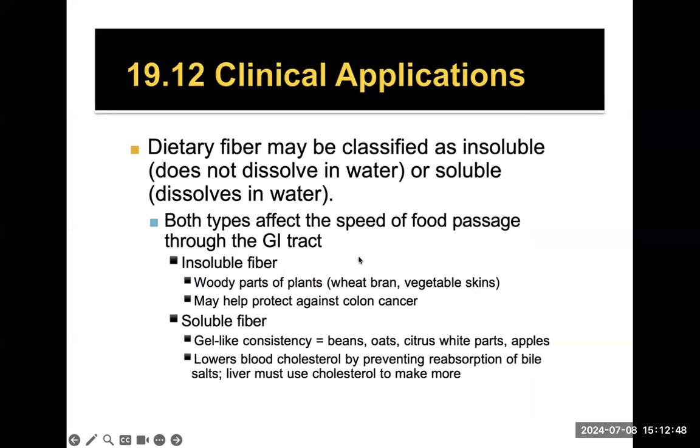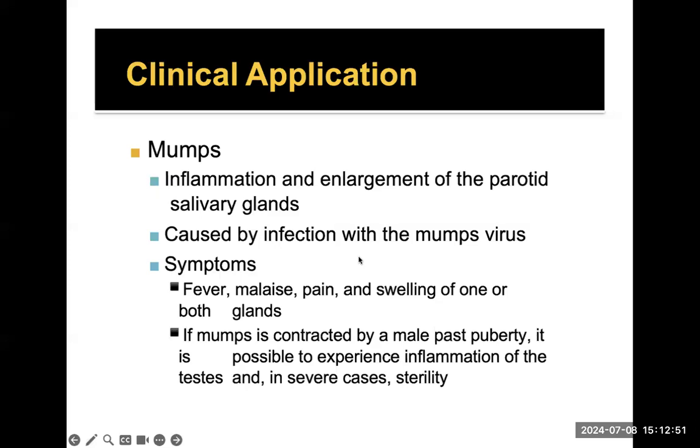Mumps are going to be inflammation and enlargement of the parotid glands, which could be caused by a virus. Symptoms here would be fever, pain, swelling, which would be irritable at best. If the mumps are contracted post-puberty, it is possible that they can experience inflammation and, in severe cases, sterility.